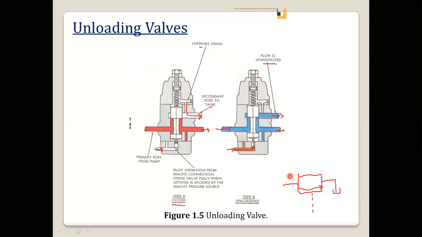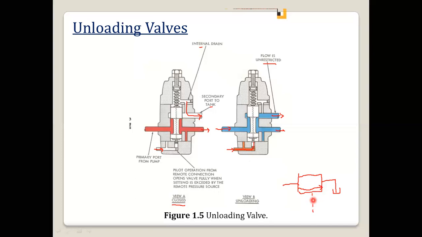So the unloading valve is similar to the pressure relief valve. The only thing is that we are giving the pilot pressure externally. So you have to draw this rectangle. Then this arrow mark I have to show in which direction it is moving. If I am drawing this arrow mark here, then it will be open type. So this is the closed one.